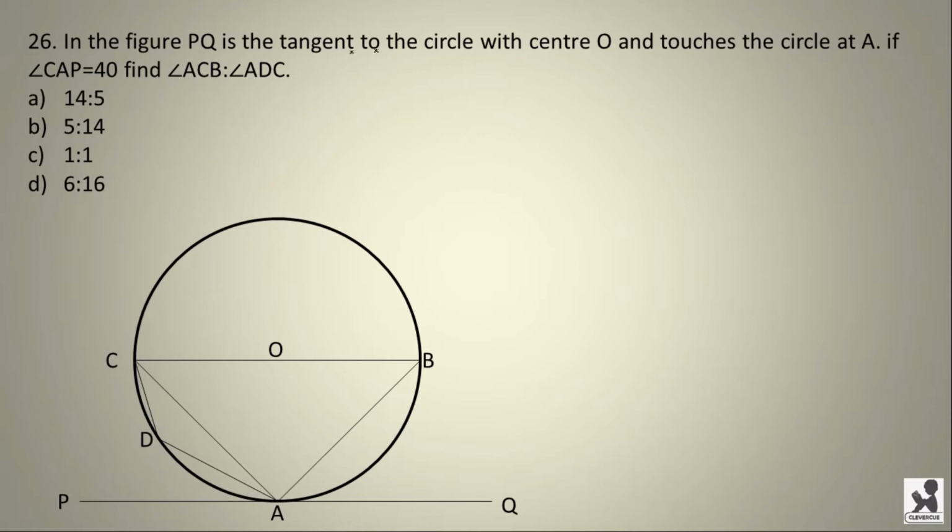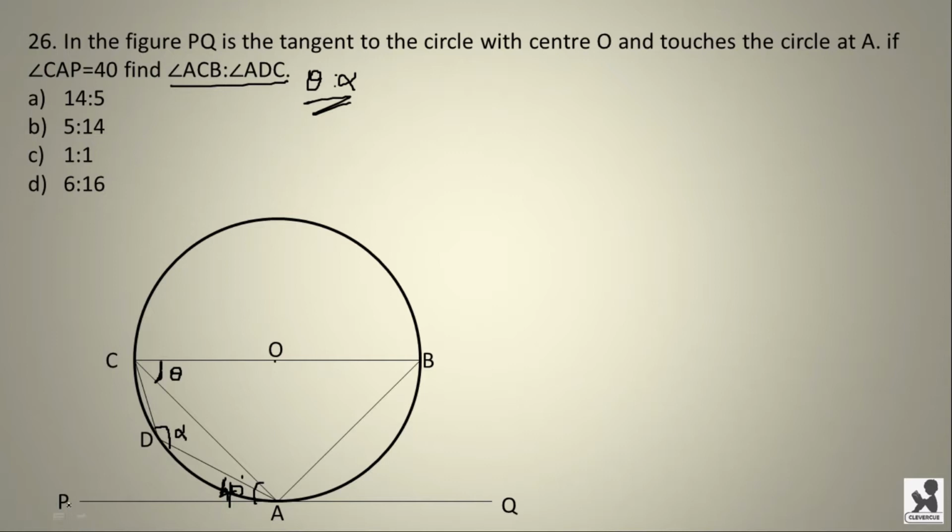In the figure, PQ is the tangent to the circle with center O, and it touches the circle at A. Angle CAP is given as 40 degrees. Find angle ACB is to angle ADC. Let us call angle ACB theta, and angle ADC alpha. So we have to find theta is to alpha.